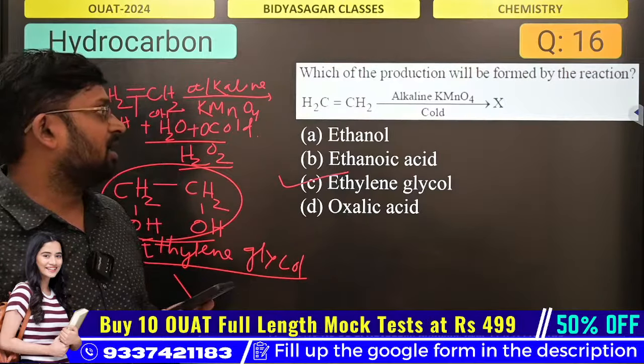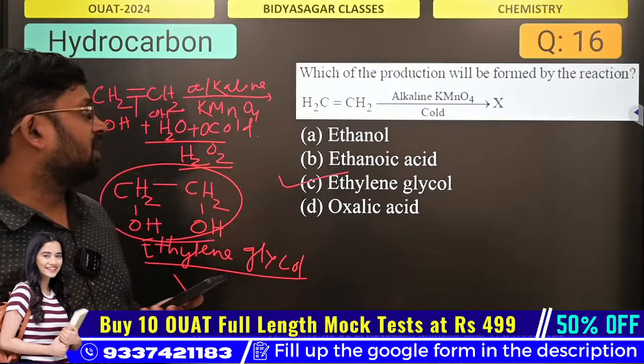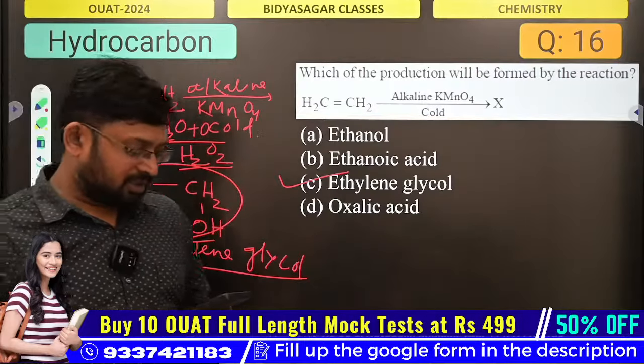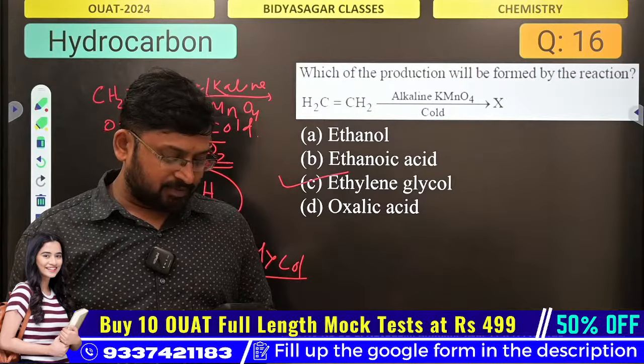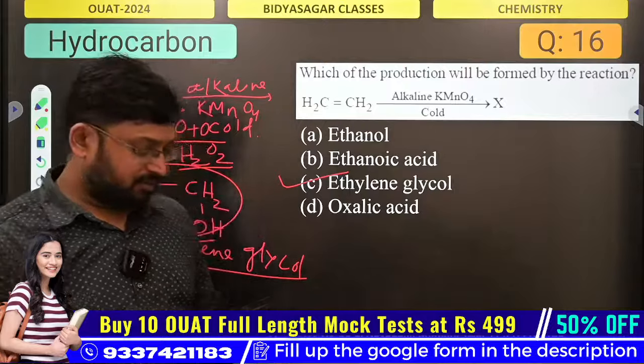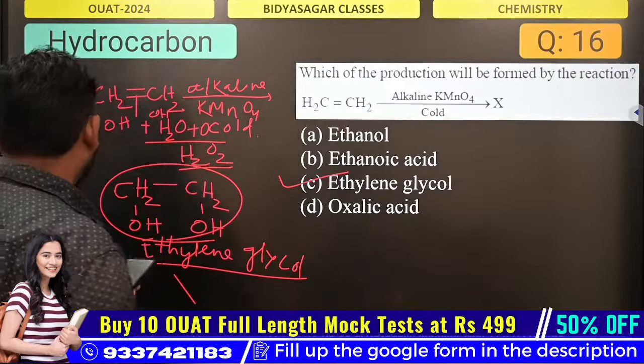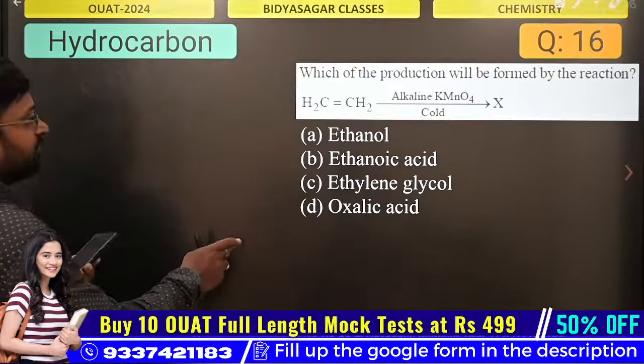So ethylene glycol is given in the presence of alkaline KMnO4. It is oxidized to give ethylene glycol. Option C is the correct answer. Fine. All are getting? Very good. So we'll move to the next slide.